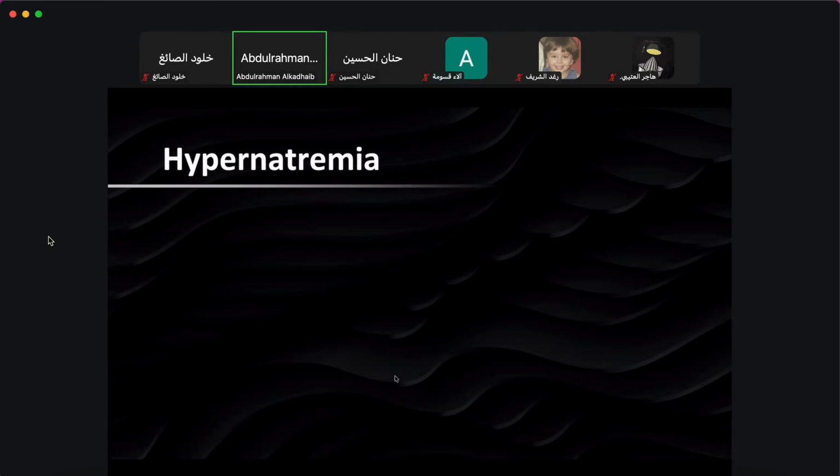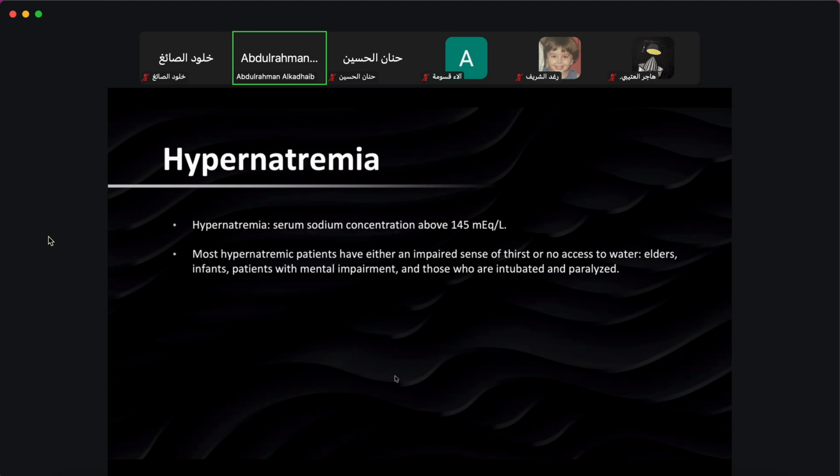Okay. So let's move on to hypernatremia, which is basically a disorder of a high sodium level in the body. The definition of it usually is a sodium concentration level above 145 milliequivalent per liter. And we see this condition mainly in patients who cannot get water easily. For example, intubated patients, infants who cannot mobilize, patients with mental impairments.